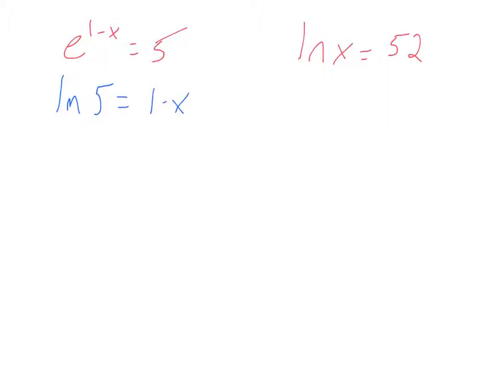So I end up getting that, and then I can just solve for x, right? I get x equals 1 minus ln 5, and I can get the decimal approximation for that in my calculator. So negative 0.61 if I round. Now, conversely, with that second one there, if I have ln x equals 52, how can I solve for x?